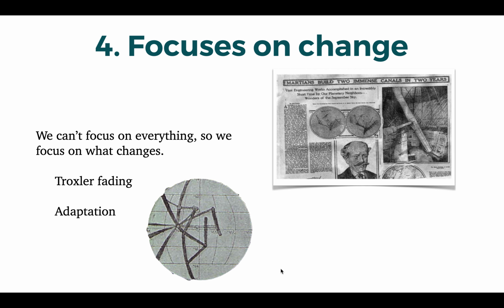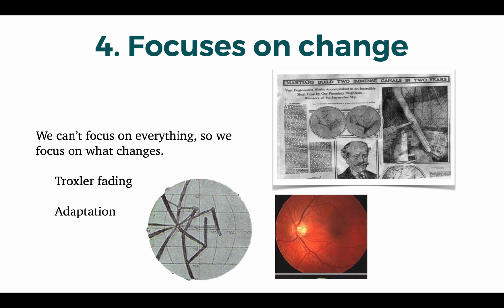Breaking news, oh my goodness, Martians build 2 immense canals in 2 years. Like, oh wow, look at the progress, right? Okay. This is what the blood vessels in your eye look like across the retina, okay? Notice the light is shining right here. You got a couple of big canals. Oh, look, it pretty well corresponds to what he drew.